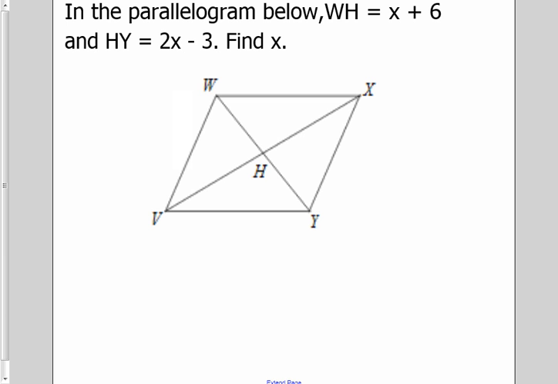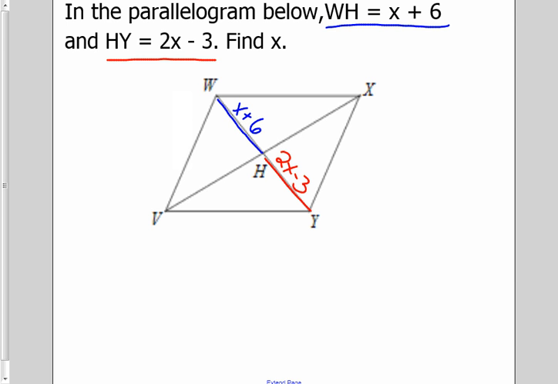Okay, we'll do one more parallelogram here. It says, in the parallelogram below, WH equals x plus 6 and HY equals 2x minus 3. Find x. So what you want to do is first label, see what we have here. So WH is right here. So they're telling me that this piece is x plus 6. And then they're telling me HY, which is this piece here, is 2x minus 3.